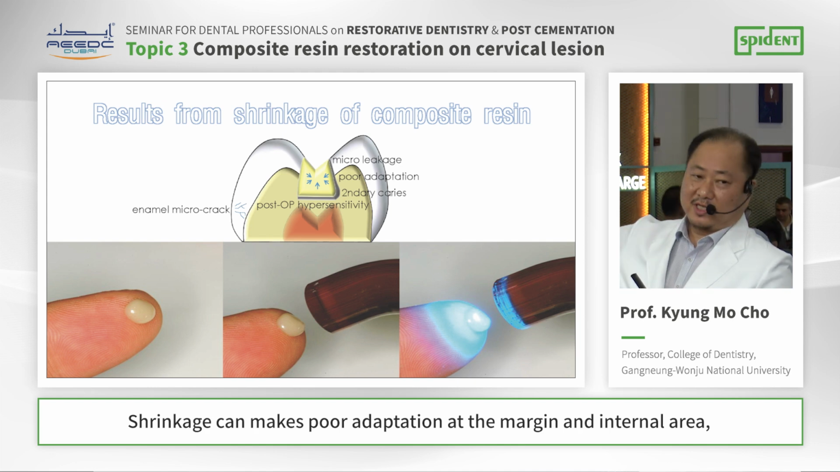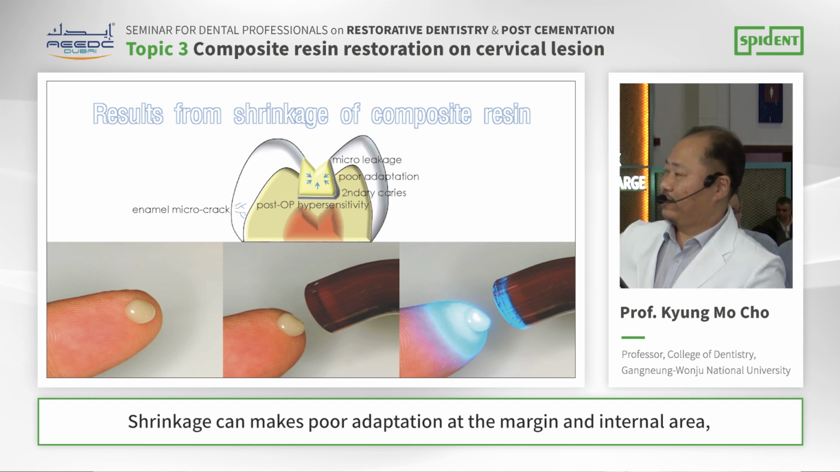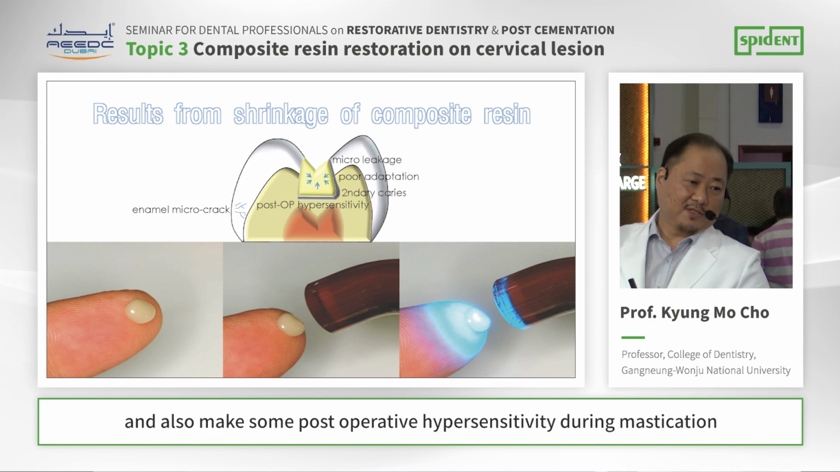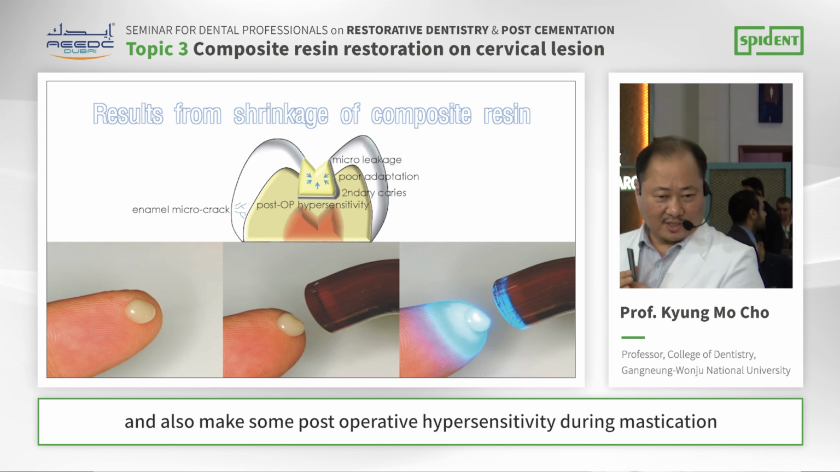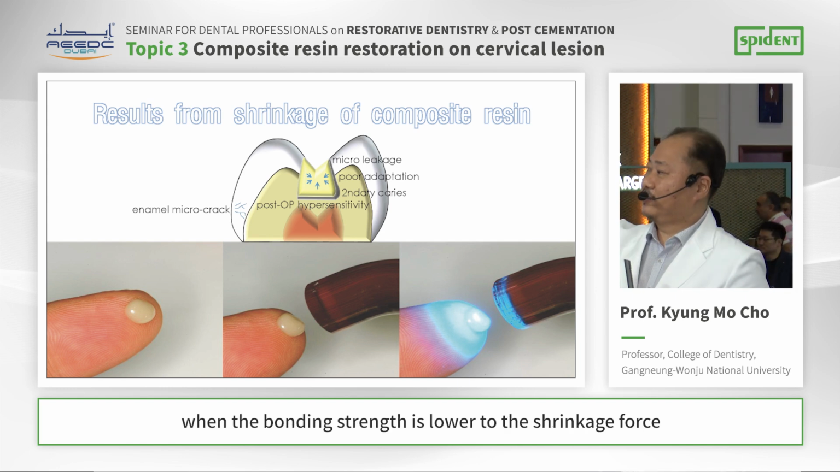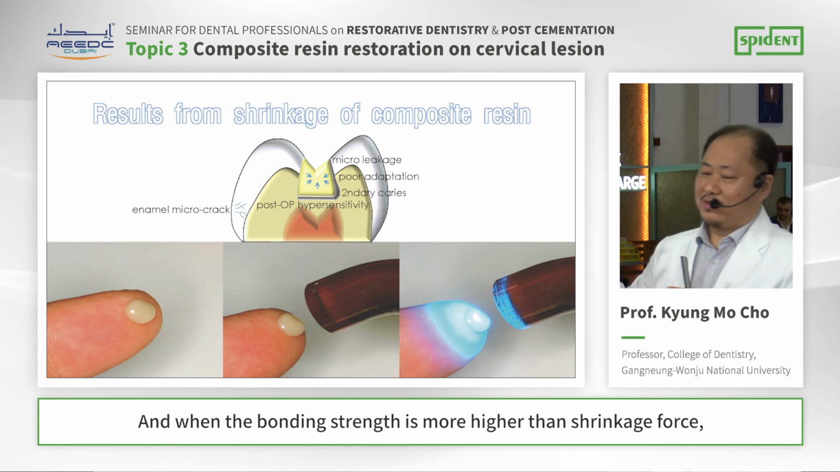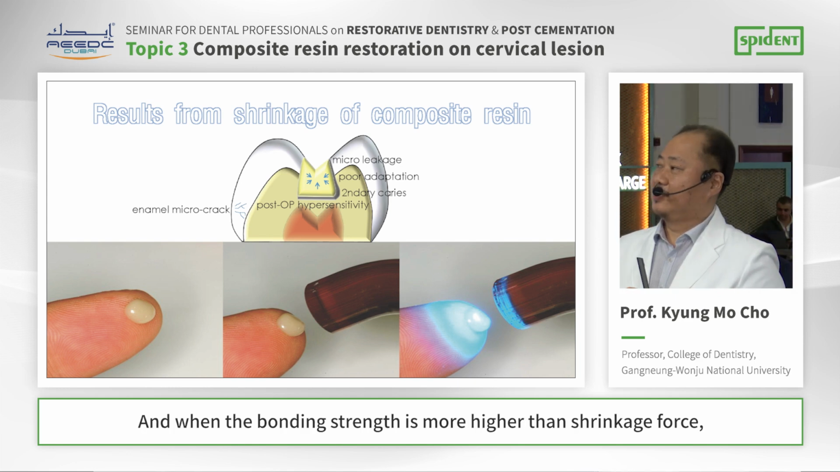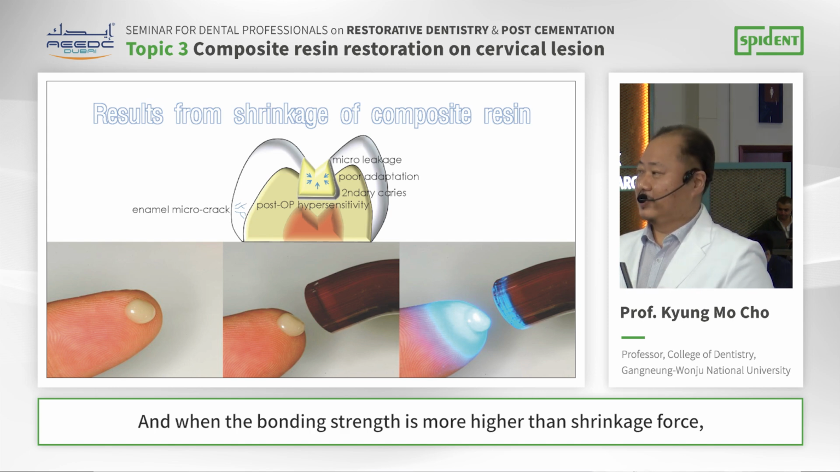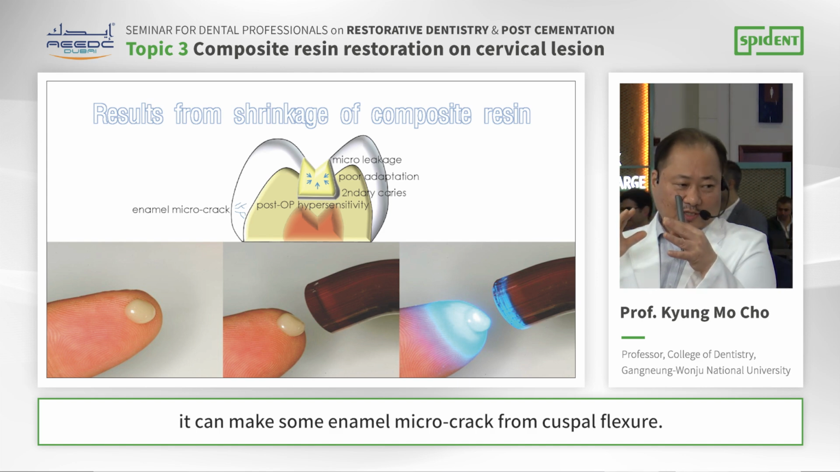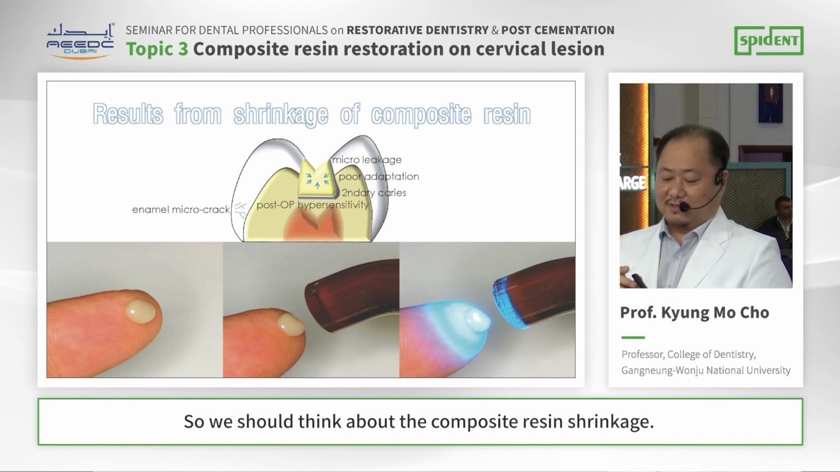Shrinkage can make poor adaptation at the margin and the internal area, causing microleakage, which can cause secondary caries and also post-operative hypersensitivity during mastication when the bond strength is lower than the shrinkage force. When the bonding strength is higher than the shrinkage force, it can make some microcracks or possible fractures. So we usually should think about the composite resin shrinkage.